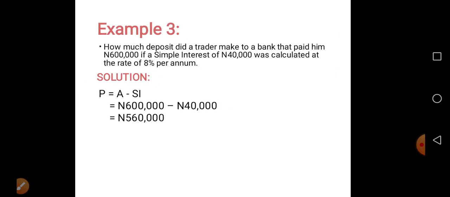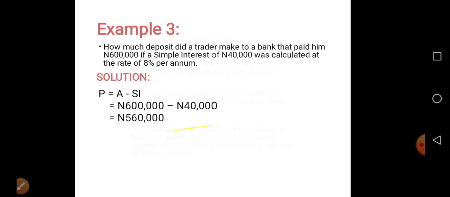Now, how much deposit did a trader make to a bank that paid him 600,000? So the bank paid him 600,000, that's the amount. If a simple interest of 40,000 was calculated at the rate of 8% per annum. So here, the only two things you need are the amount of 600,000 minus the simple interest, which is 40,000, and then you get your principal, which is 560,000.